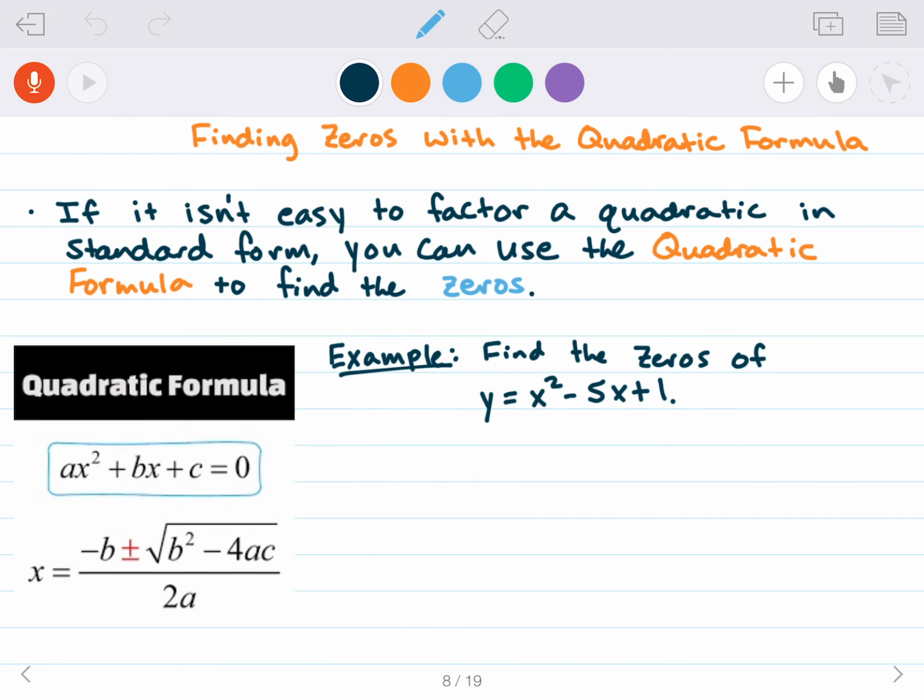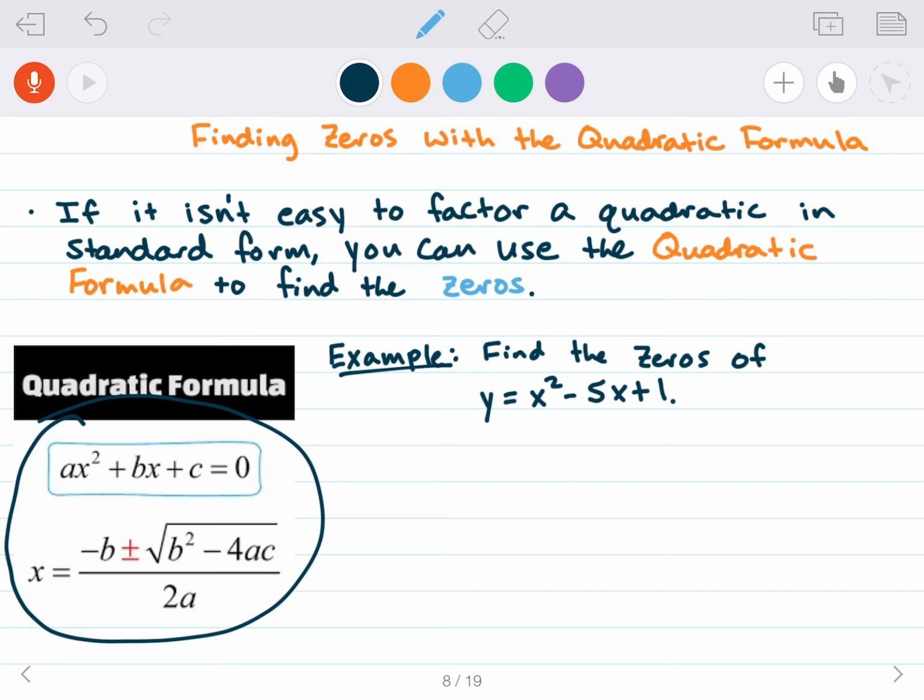Okay, so we are going to learn one final technique for finding zeros that isn't factoring or taking square roots. It's something called the quadratic formula. And we use the quadratic formula if it's not easy to factor a quadratic in standard form, or if we don't have vertex form. So this is the quadratic formula.